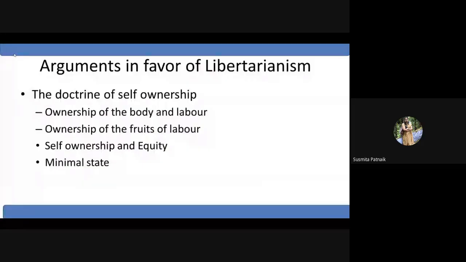Then the next one is called self-ownership and equity.